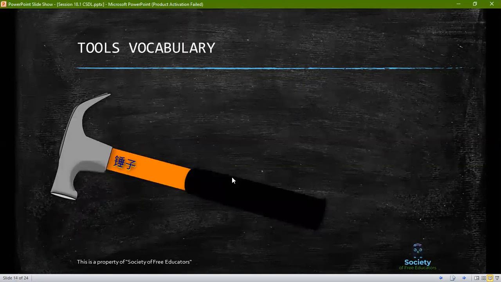And what is this? Everyone should know this. What is this? It's a hammer. It's a hammer.